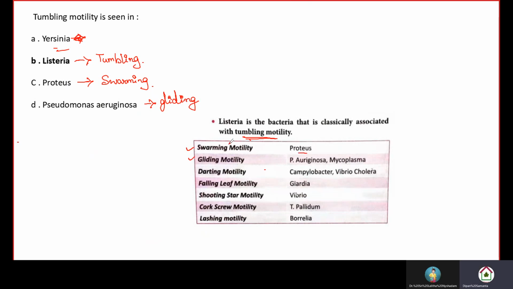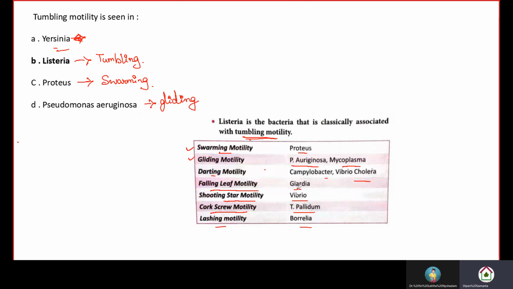Like Proteus, swarming motility; gliding motility, P. aeruginosa; Mycoplasma, darting motility; Campylobacter, Vibrio cholerae; Giardia, falling leaf motility; Vibrio, shooting star motility; T. pallidum, corkscrew motility; Borrelia, lashing motility. These motilities are seen under the microscope.